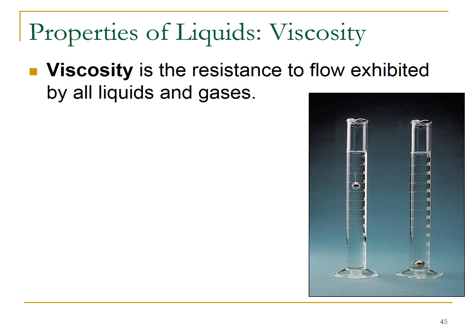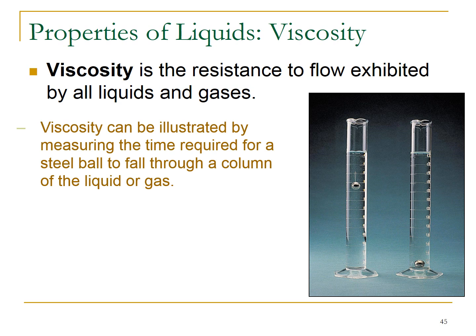Okay, another physical property of a liquid is called viscosity. Viscosity is defined as the resistance to flow exhibited by all liquids and gases. We can look at the picture to the right and illustrate it. We assume that the two beads were put in at the same time. The one on the right, because the liquid is much less viscous, doesn't keep the bead from falling, and so it falls very quickly, whereas the left is a much more viscous solution and it slows the falling of the bead more. And so that's one way that you can measure the viscosity of something.